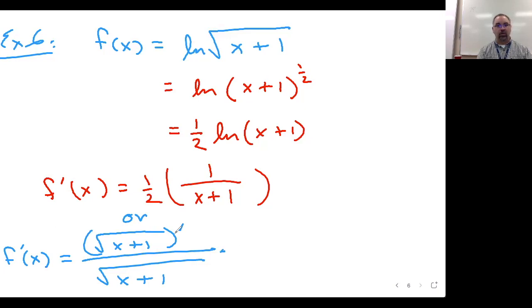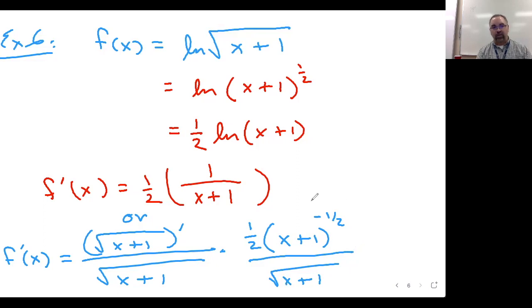Okay, so there we go, u prime over u. So what's the derivative of the square root of x plus 1? Okay, it's 1/2 (x plus 1) to the negative 1/2 times the derivative of x plus 1, which is 1. Okay, thankfully that was good. Over the square root of x plus 1.